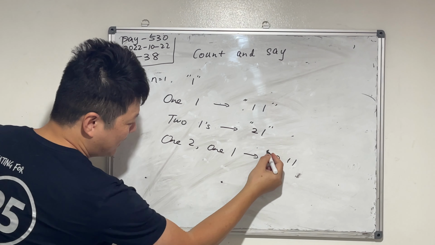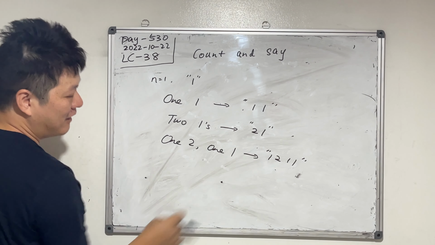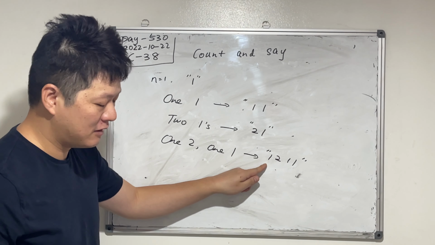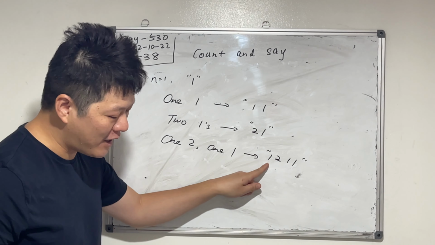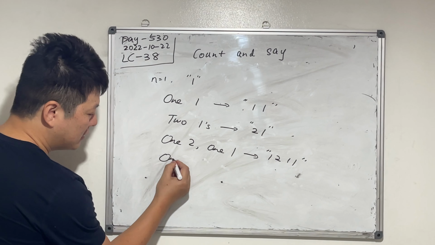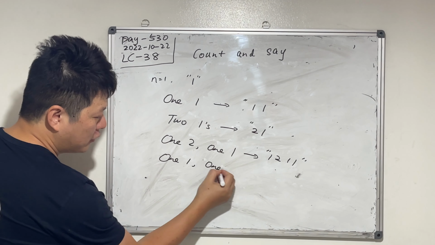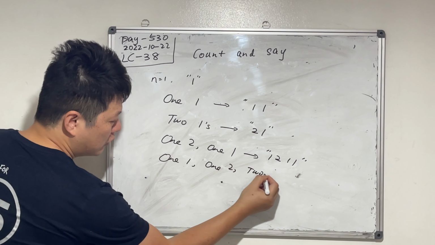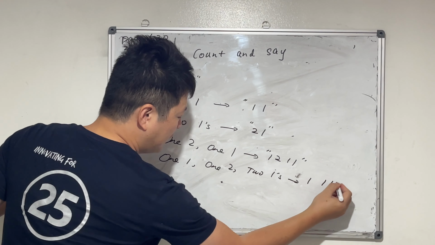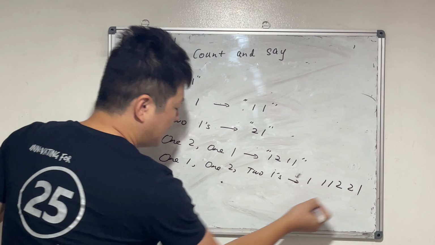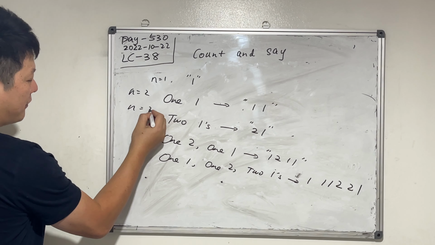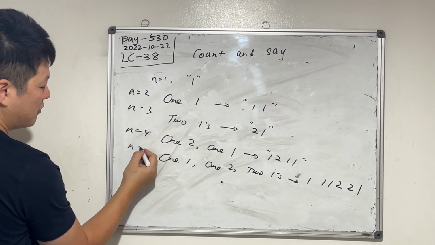And how do you say this? Three ones, 1, 2. Okay, that's a good point. You count and say from the left, so you do not merge them together. It's 1, 1, 1, 2, 2, 1. Got it? So one 1, one 2, two 1s. That becomes 1, 1, 1, 2, 2, 1. Okay, so let's do n equals 2, n equals 3, n equals 4, n equals 5.